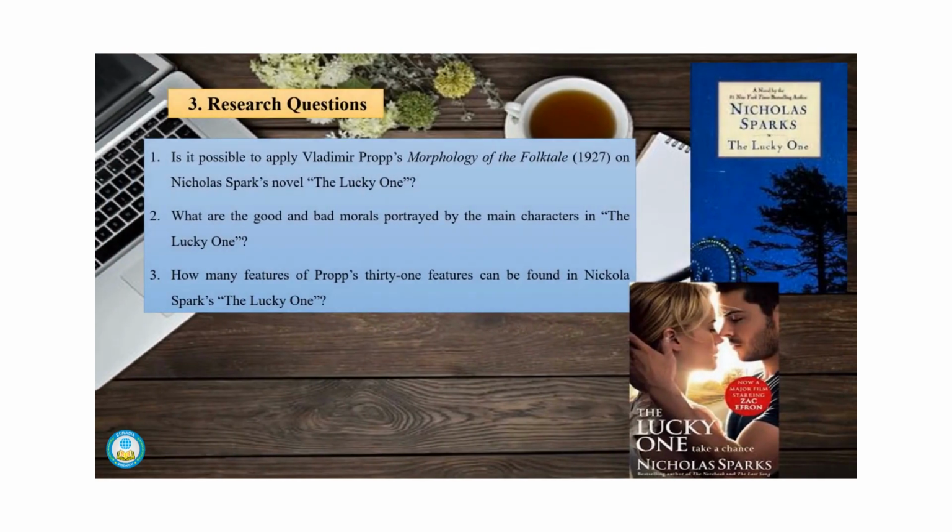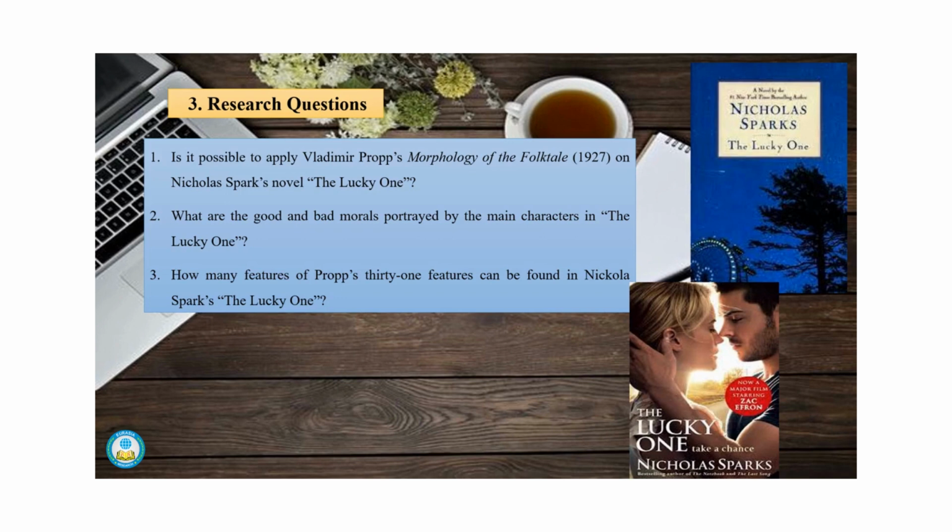Therefore my research questions are: is it possible to apply Vladimir Propp's Morphology of the Folktale, 1927, to Nicholas Sparks' novel The Lucky One? And here are the two copies of the novel. It was published in 2008. This is the original copy, and the second one is after the adaptation for a movie. The cover has been changed.